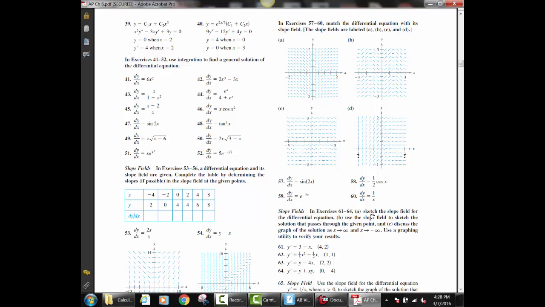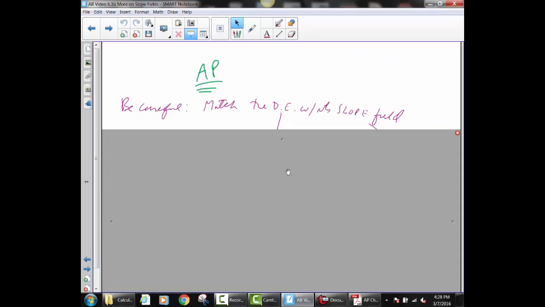Now you got to be careful because don't misinterpret and say, oh, I'm looking for the graph of y equals sine 2x, and that's not what you're looking for. You're looking for the graph of some function y whose derivative is the sine of 2x, okay? Over here, number 60, whose derivative is 1 over x. You are not looking for the graph of 1 over x, so you have to pay attention to that.